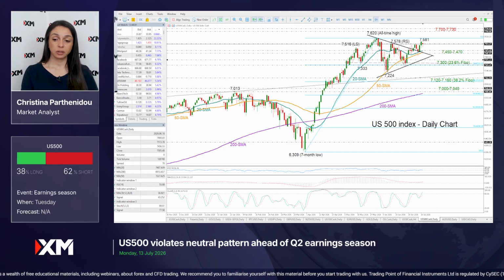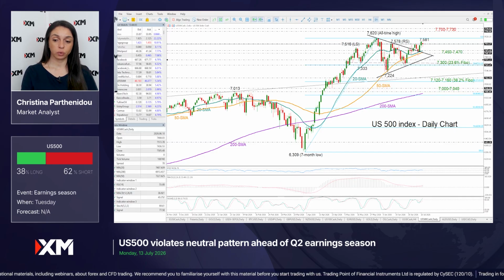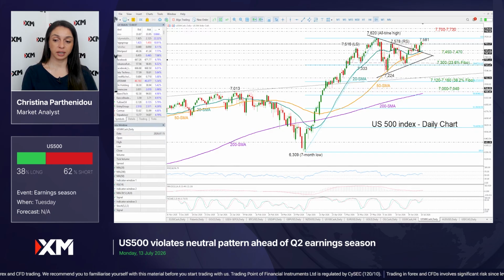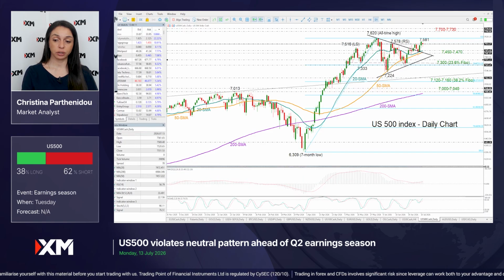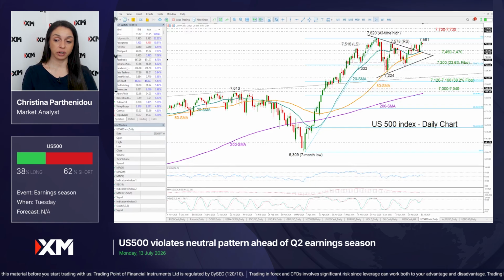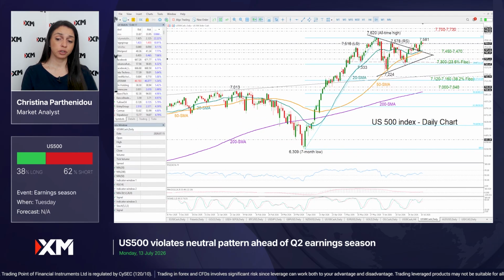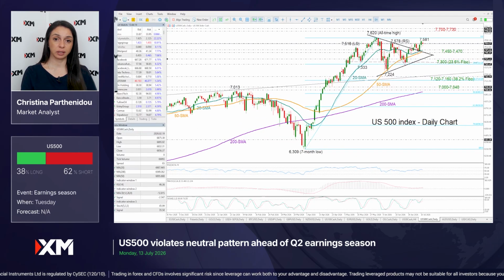Looking at the technical indicators, well, we can see that despite the positive slope in the stochastic oscillator, this is close to 80. The MACD is gradually rising above its red signal line, and the RSI is still above 50. So the short-term bias is positive, but maybe we need another convincing upside move to target higher levels.